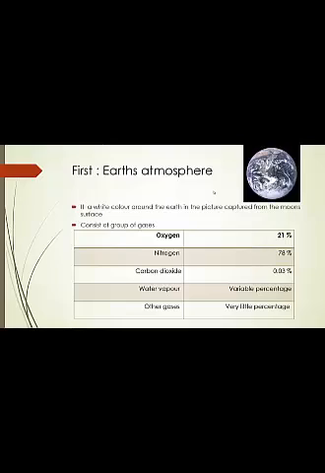Firstly, the Earth's atmosphere. Its white color around the Earth, as in the picture captured from the moon surface, consists of a group of gases. Firstly, oxygen with percentage 21, nitrogen with percentage 78, carbon dioxide 0.03 percent, water vapor with variable percentage, and other gases with very little percentage.